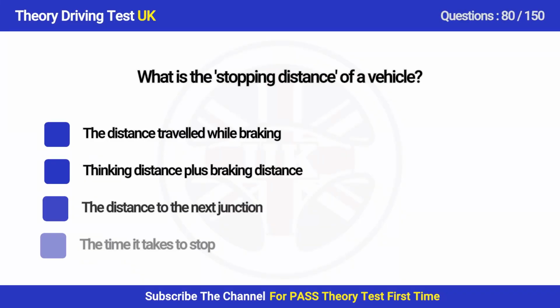Question 80. What is the stopping distance of a vehicle? A. The distance traveled while braking. B. Thinking distance plus braking distance. C. The distance to the next junction. D. The time it takes to stop.